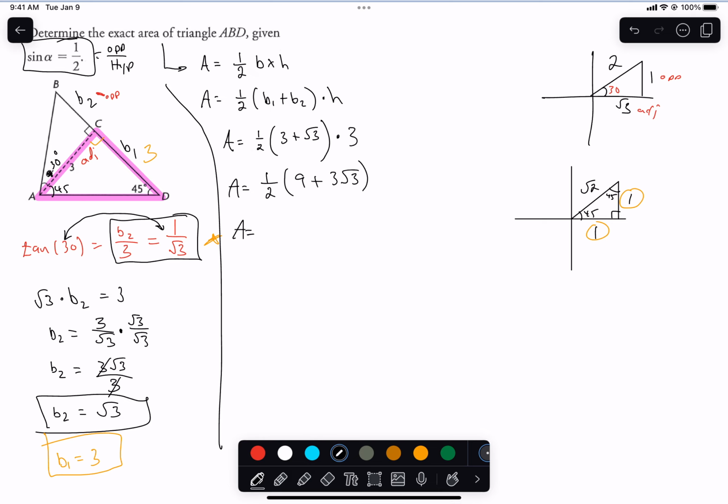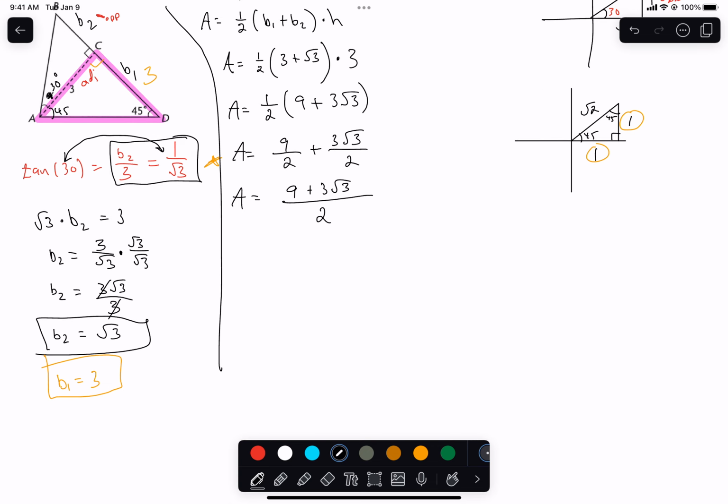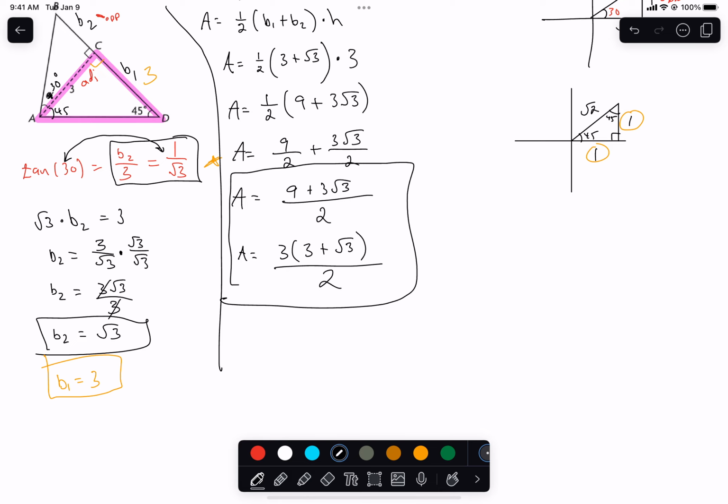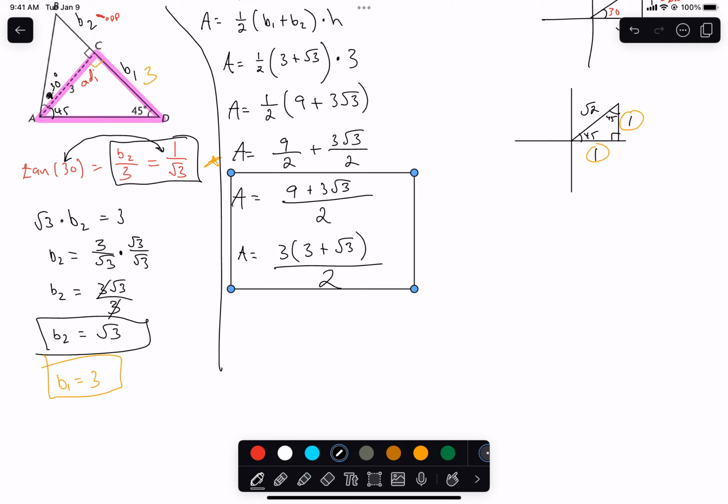So A is going to equal 9 over 2 plus 3 root 3 over 2, which you could rewrite, and this is the way that the answer is written, as 9 plus 3 root 3, all divided by 2. Either of these would do, I suppose. Okay, so that should be your answer.